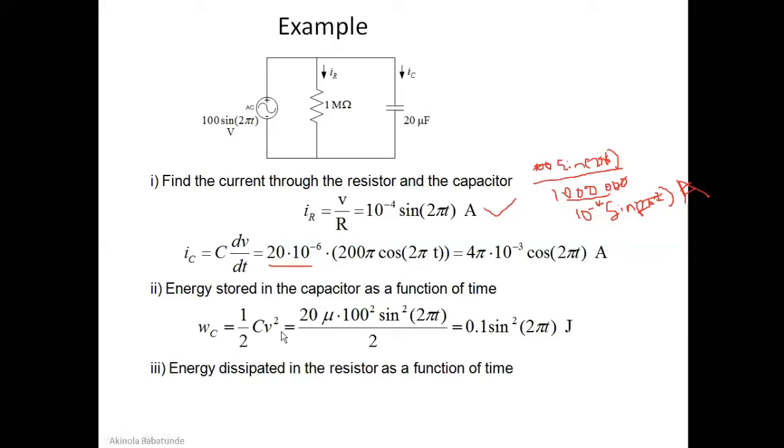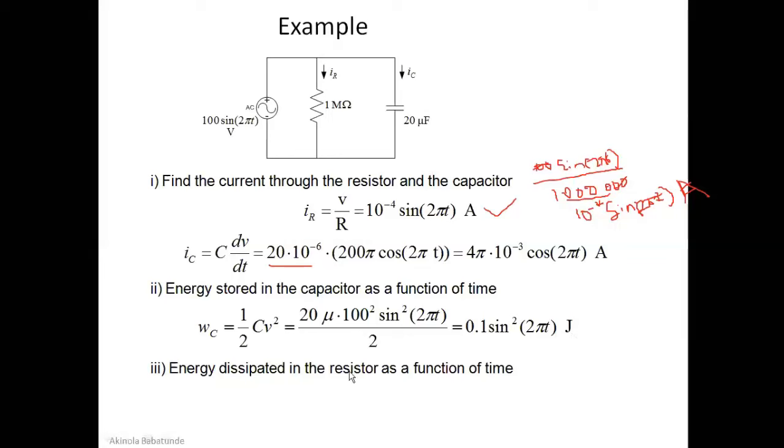So to square that, we have 100 sine 2 pi t squared. That gives us 100 squared sine squared 2 pi t. And then this 2 here represents this half that we have. If you expand and divide and do all the necessary mathematical manipulations here, what you will find is 0.1 sine squared 2 pi t joules as the energy stored in the capacitor as a function of time.